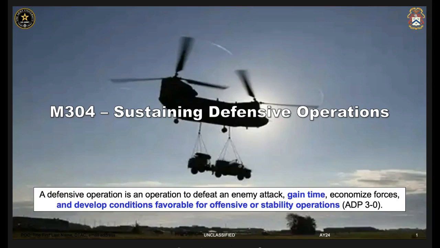We also explore the critical elements of sustainment operations and planning. These elements ensure our forces are well equipped and prepared for the challenges ahead.